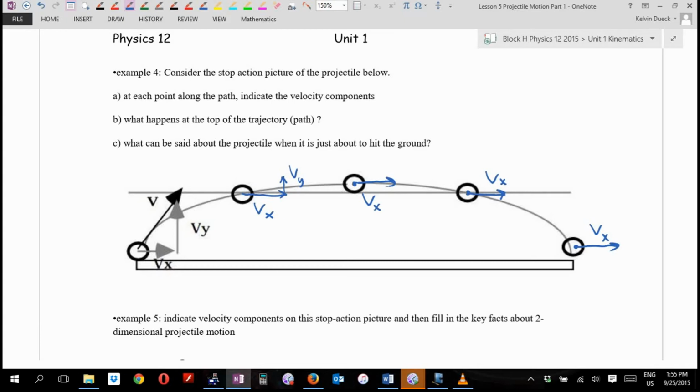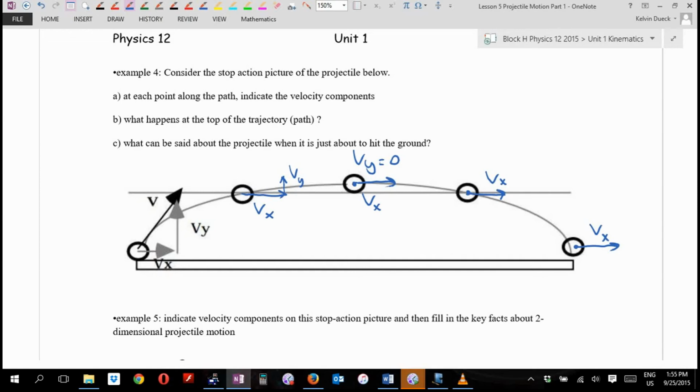What about at the very top? For a split second, although you're still traveling horizontally, how fast are you traveling vertically? Wait a minute, Mr. Dueck, doesn't that mean you stopped? No. Vx, there's still a horizontal component. You're still moving sideways. Constant the whole time.